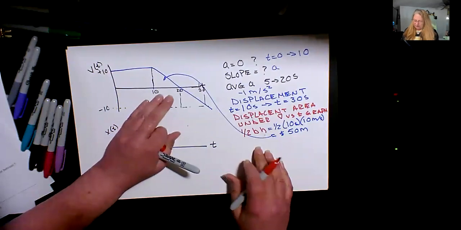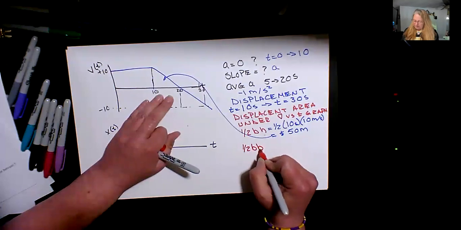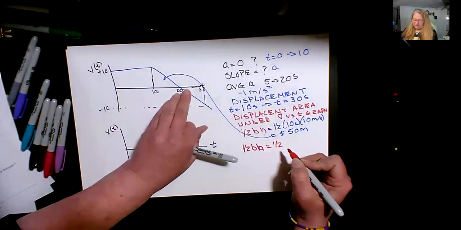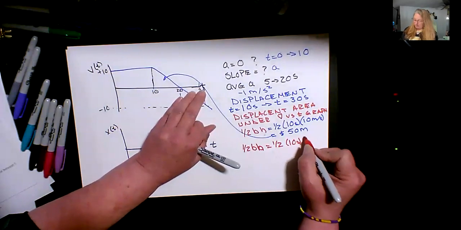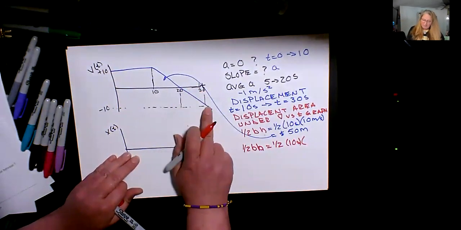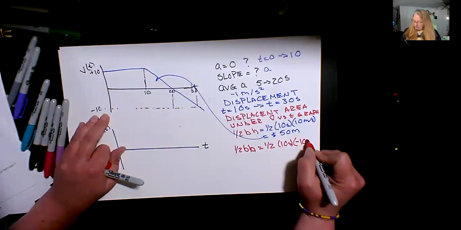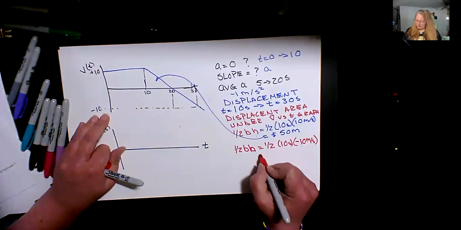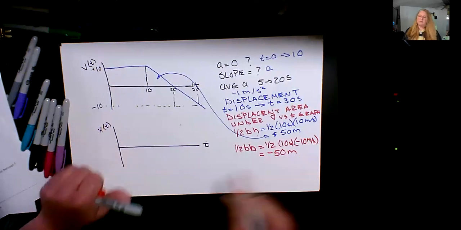If I come here, 1/2 base times height, what happens? Here's my 1/2. My base is still just a positive 10 seconds because we're not going back in time. We're not a fancy movie. But my height now is negative 10 meters per second. So what do I get here? I get an area of negative 50 meters.